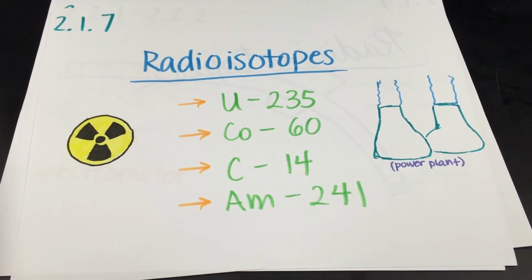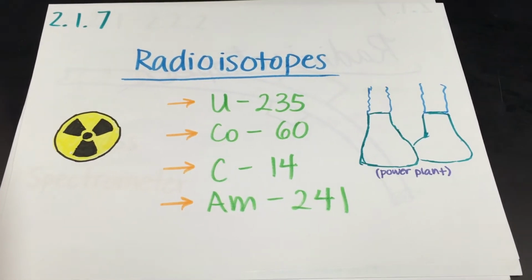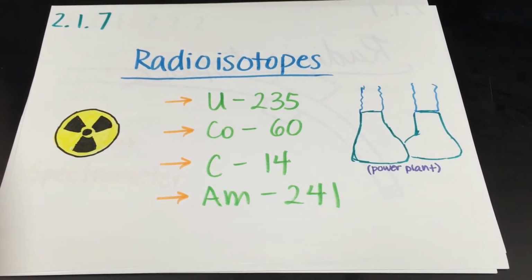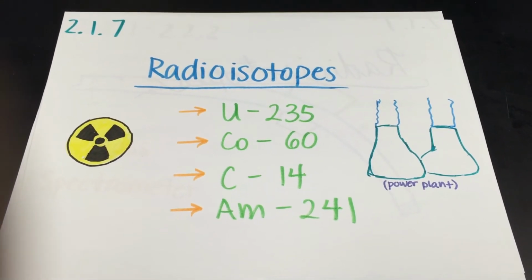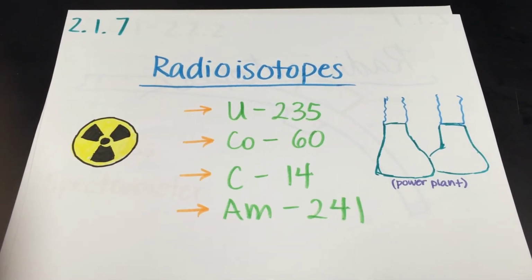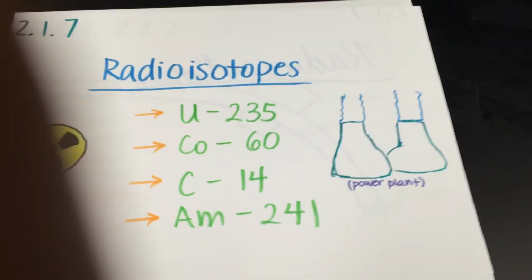Radioisotopes. Uranium-235 is used as a fuel in nuclear reactions. Cobalt-60 is used for cancer radiation. Carbon-14 is used for radiocarbon dating. Americium-241 is used in smoke detectors.